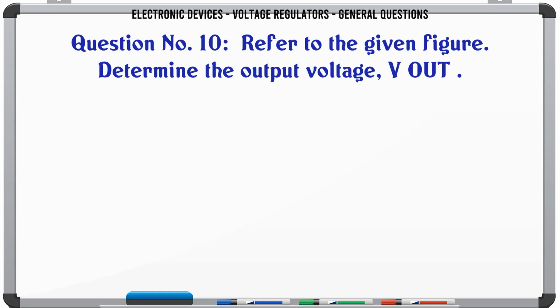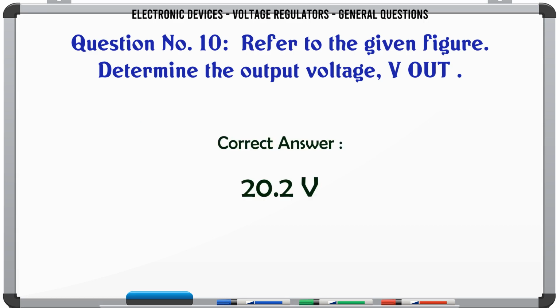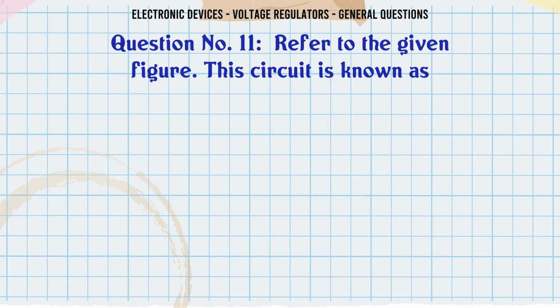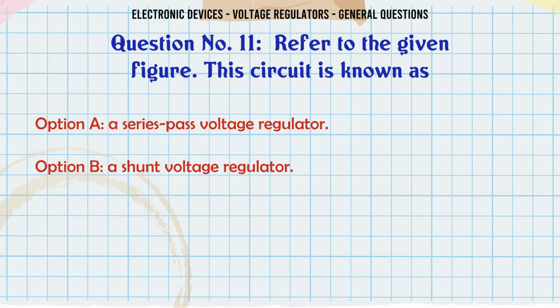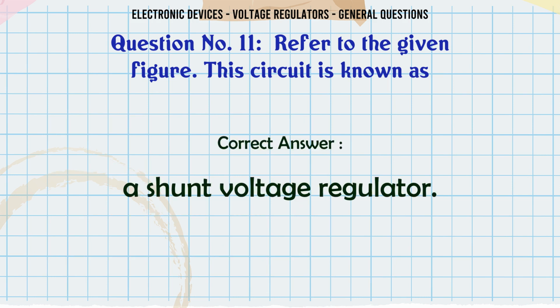Refer to the given figure. Determine the output voltage Vout. A. 25V, B. 5.1V, C. 20.2V, D. 4.1V. The correct answer is 20.2V. Refer to the given figure. This circuit is known as A. a series pass voltage regulator, B. a shunt voltage regulator, C. a step-up switching regulator, D. a step-down switching regulator. The correct answer is a shunt voltage regulator.